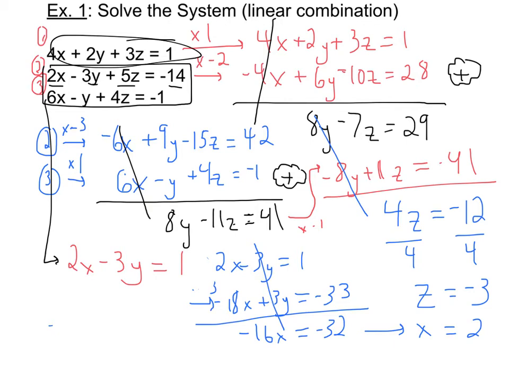I'll just take the first equation. And 4x is going to be 8. 4 times 2 is 8. Plus 2y. We don't know the y. And then 3z is going to be minus 9 equal to 1.